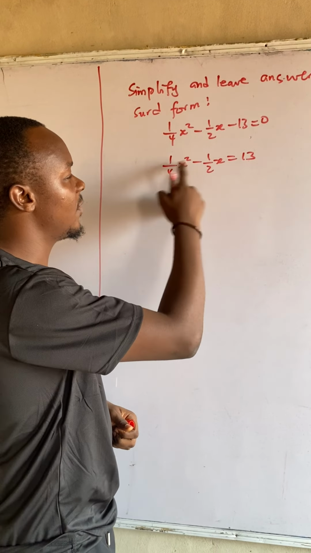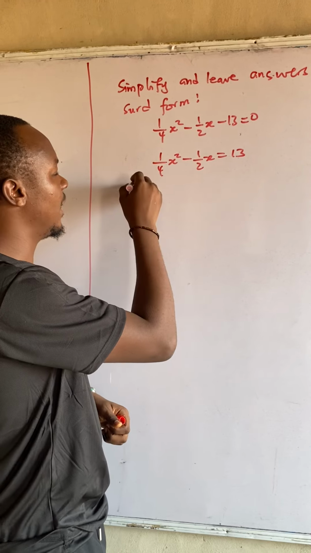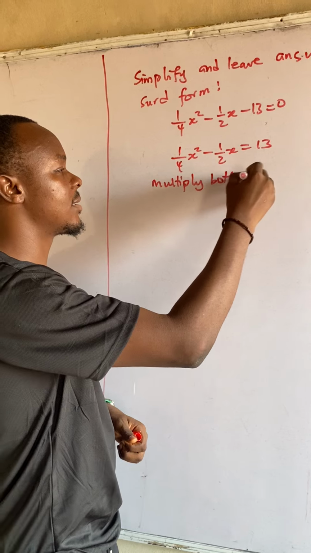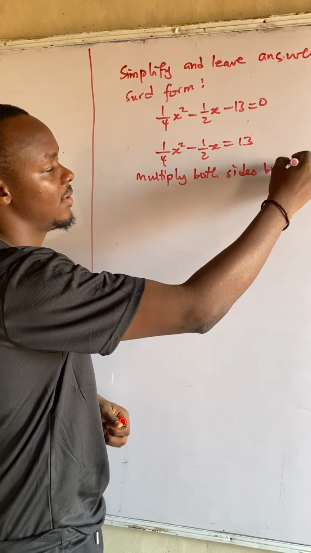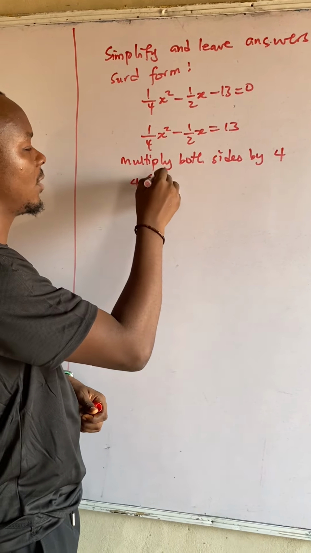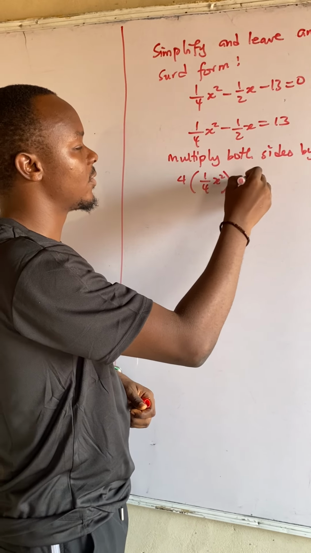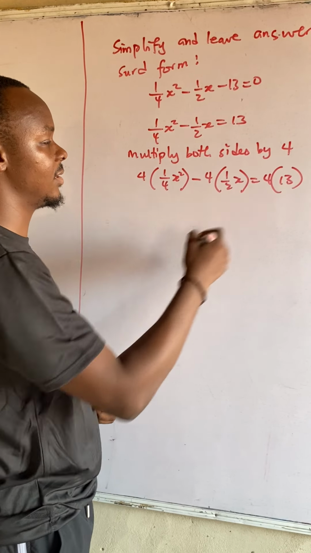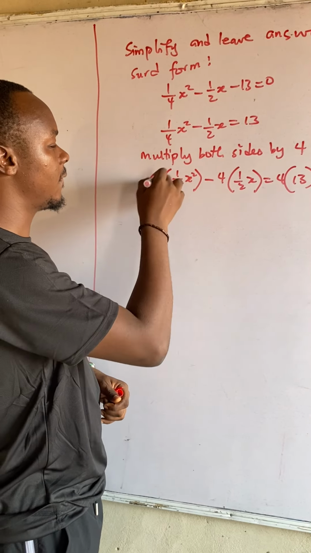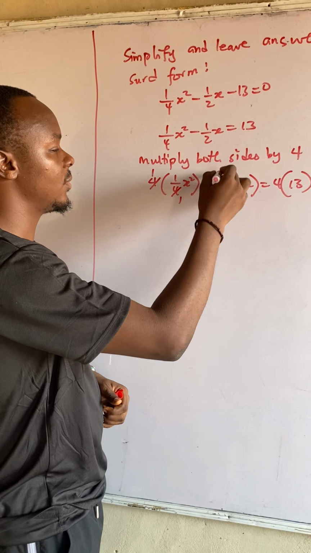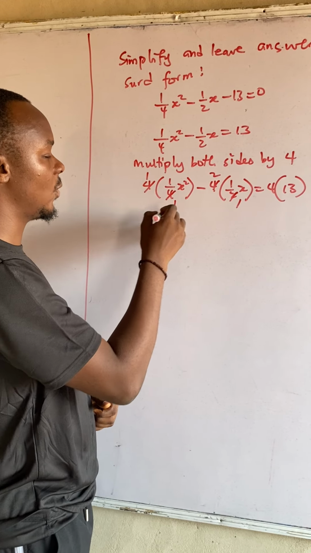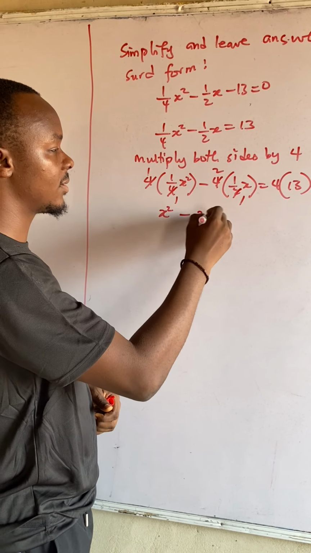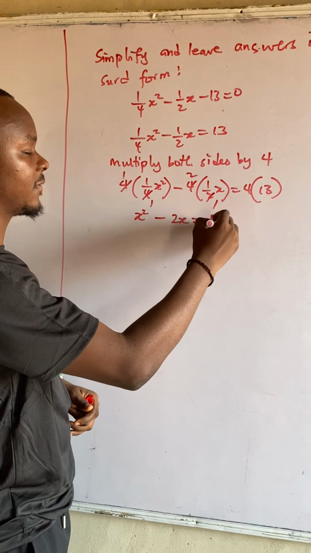The next thing is to get rid of the denominators, and we'll do that by multiplying by the LCM. So multiply both sides by 4. 4 is the LCM, so I have 4 times 1 over 4 x squared minus 4 times 1 over 2 x equal to 4 times 13. I'm going to go 4 here, 1, 4 here, 1, and 2 here, 1, 2 here, 2. So that's x squared will be left, because 1 times x squared is x squared. Then 2 times x is 2x equals 4 times 13, which is 52.